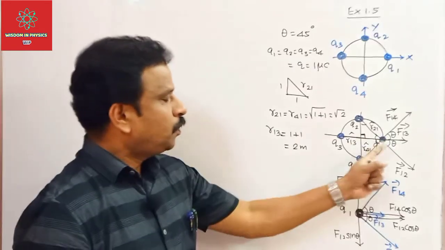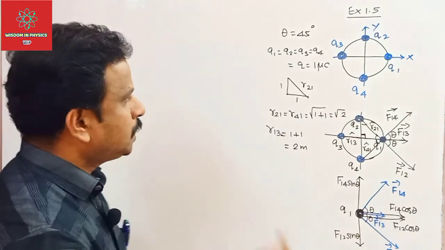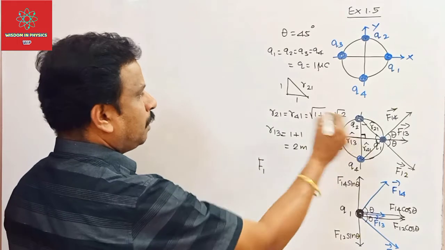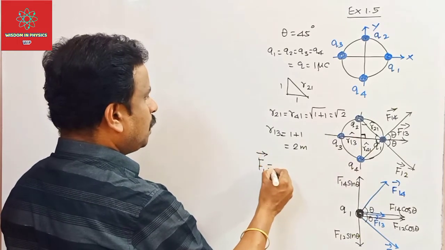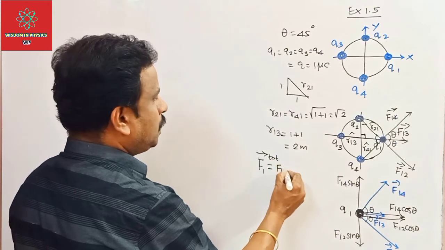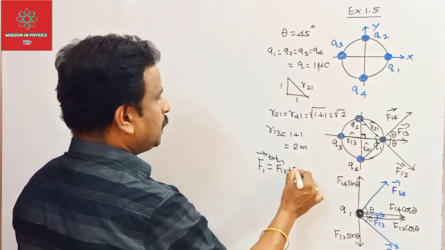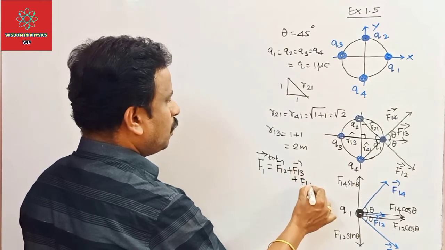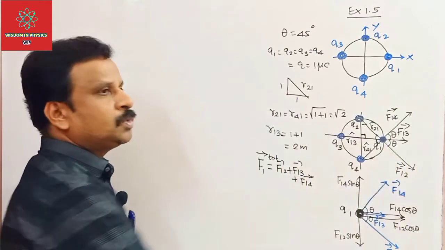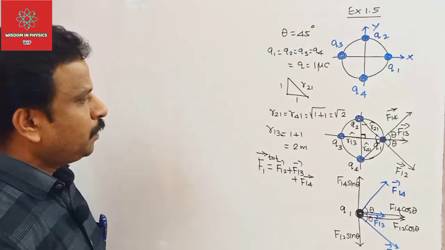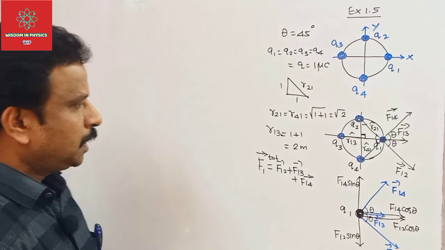Yes. Now to find the total force, we have to use the superposition principle. So the total force on the charge 1 will be equal to F12 vector plus F13 vector plus F14 vector. This is according to the superposition principle. So we are going to find out all the forces. Before going to find out all the forces, let us find out the components.